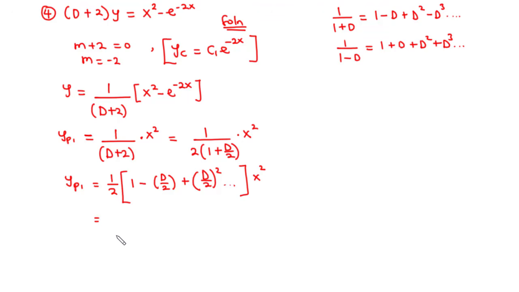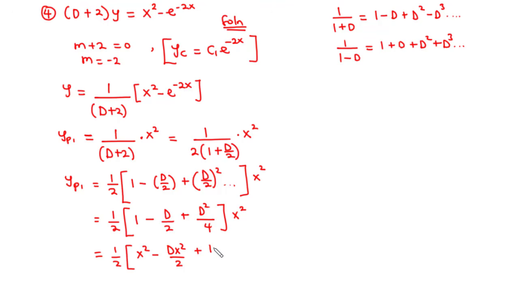Now let's solve further. So we have 1 over 2 in brackets, 1 minus d over 2 plus d squared over 2 squared, which is 4, times x squared. So we have 1 over 2 on the outside, and then x squared times 1 is x squared, minus x squared times d over 2, that becomes dx squared over 2, and then here we have d squared x squared over 4.